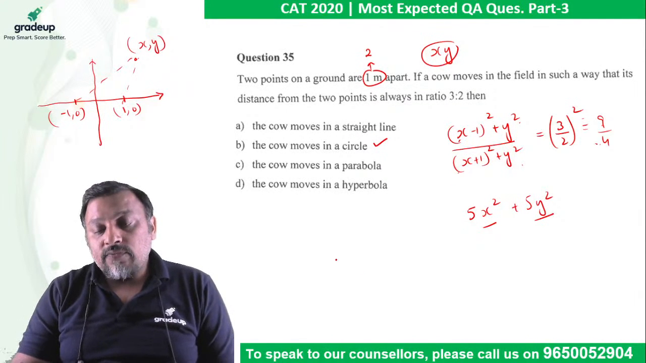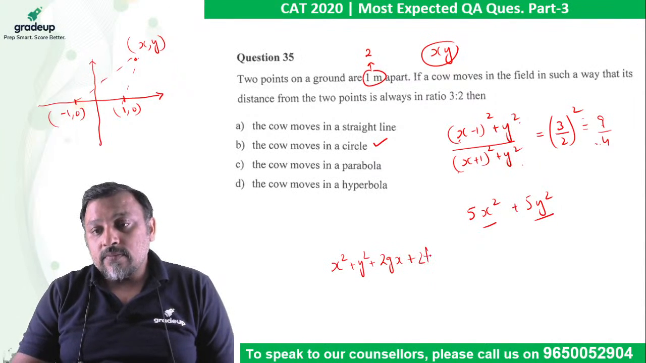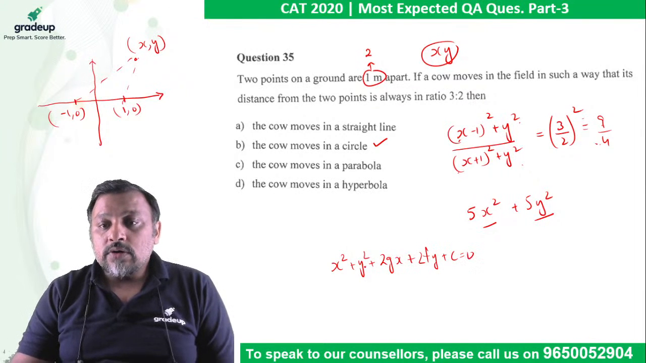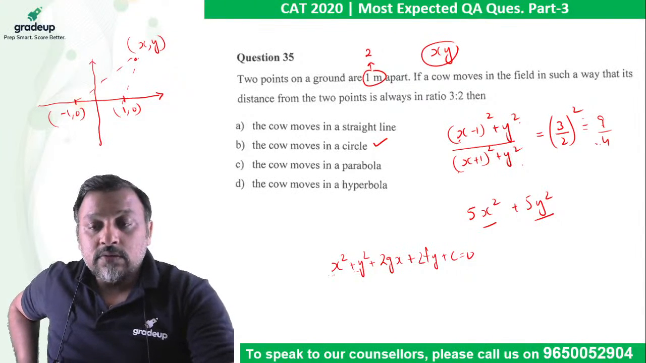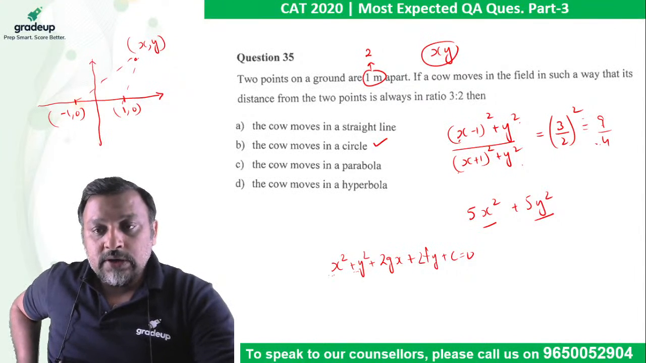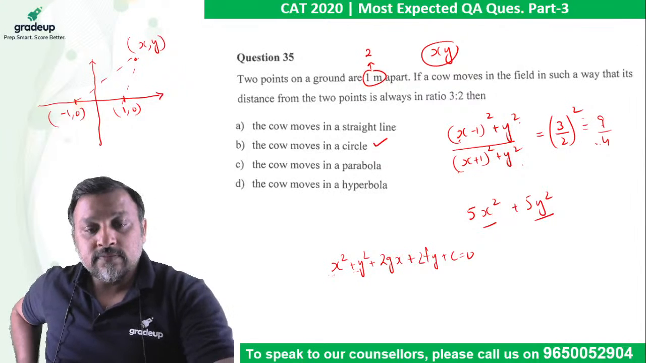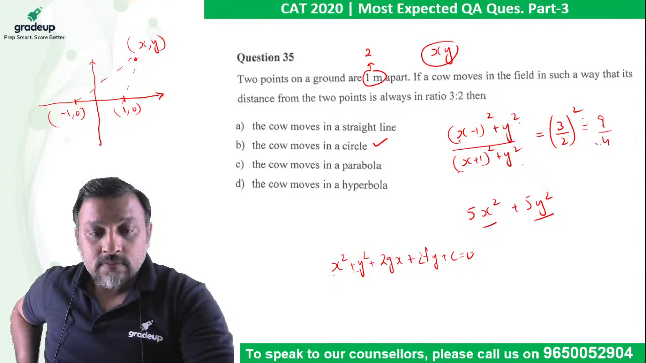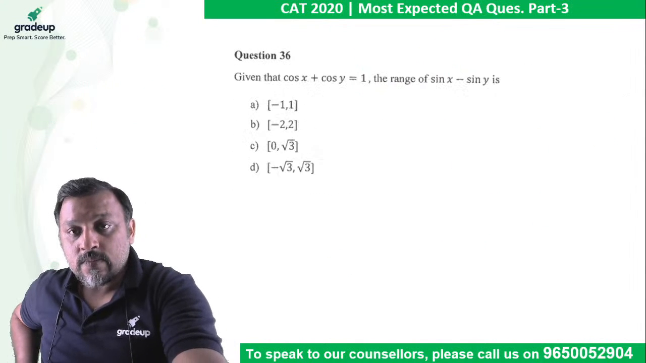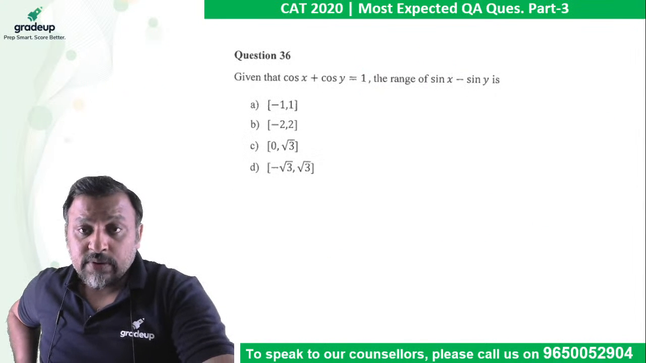This is the standard form of the equation of a circle. This is the general form. So the coefficient of x square should be the same as the coefficient of y square. So you will get a circle. Good, Priya, it is B option. Okay, now let's move to the next question. Again, a simple question.